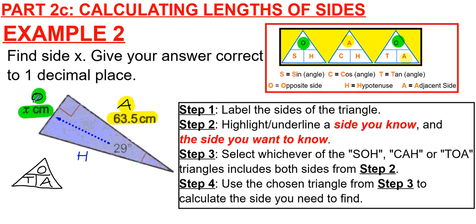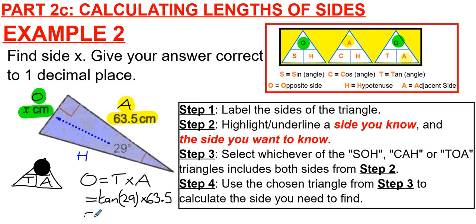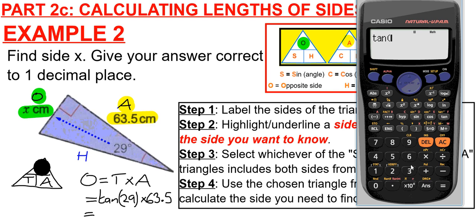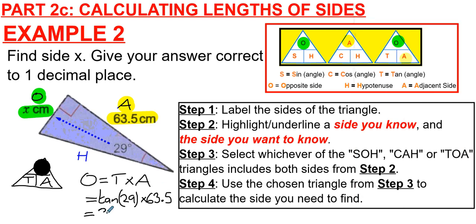This time we want to work out the O, so put O equals and cover it up in this triangle. Again, what we'll have on the left is T and A next to each other, which again will mean T multiplied by A. So T stands for tan of the angle, which is 29. We're going to multiply that by A, which is 63.5. So bash that into your calculator, tan 29, close bracket, incredibly important that step, multiply by 63.5. To one decimal place, you should hopefully find that you get 35.2 centimetres.